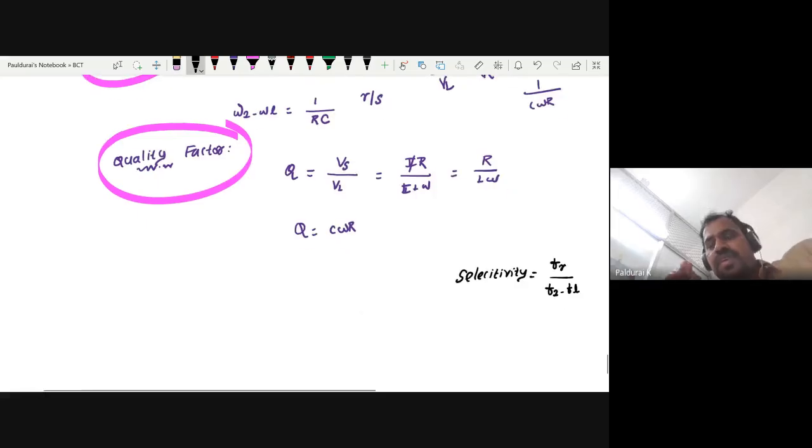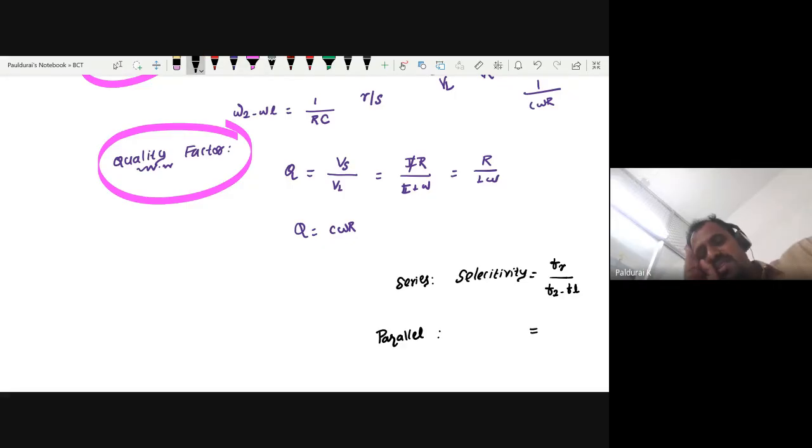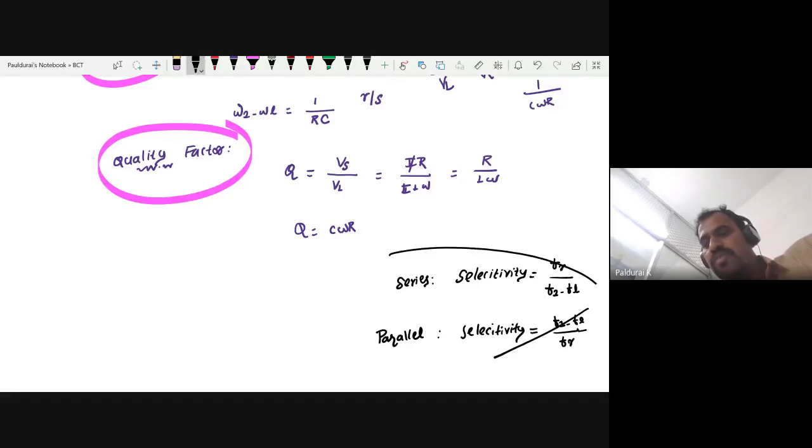Okay. Vignesh, what are you thinking here? This is for series. For parallel? Same. Same, yeah, very good. Because this is a general concept. You cannot say bandwidth and selectivity are directly proportional to each other, right? Because that explanation will be wrong, what I have given, so you will validate that. It becomes invalid. So actually it is wrong.